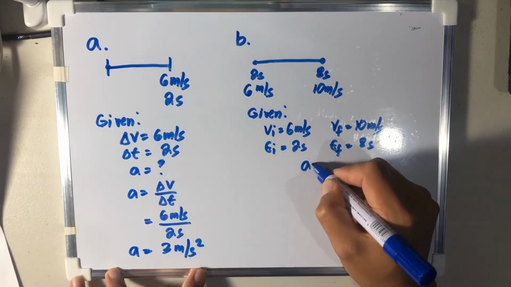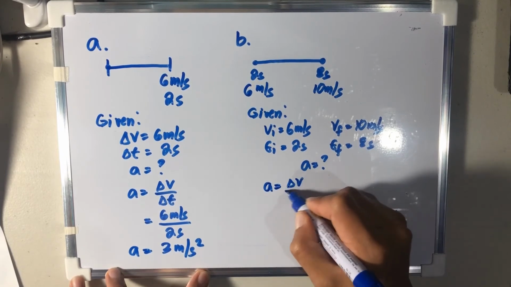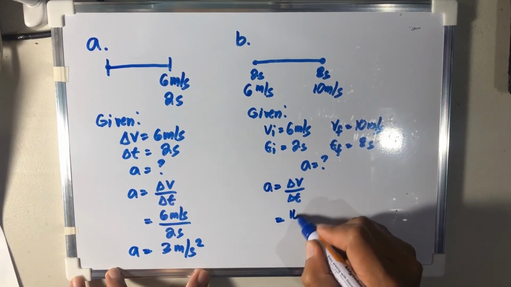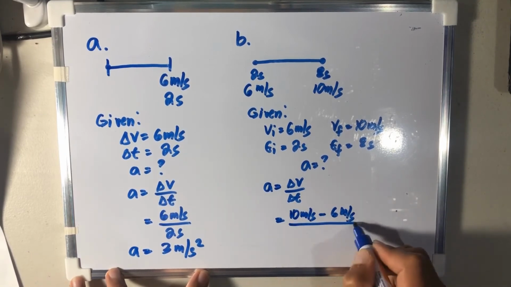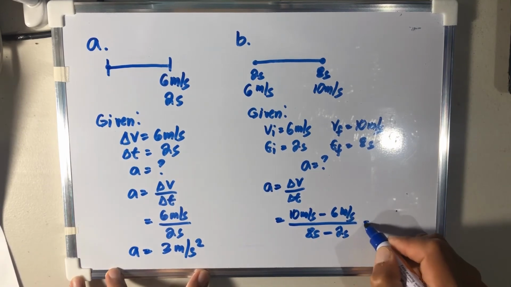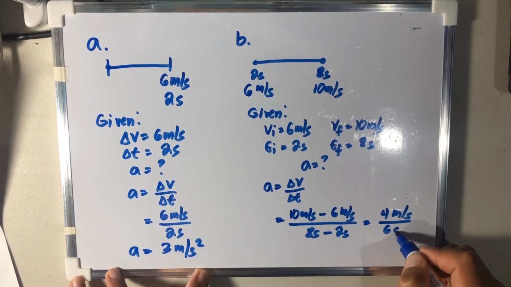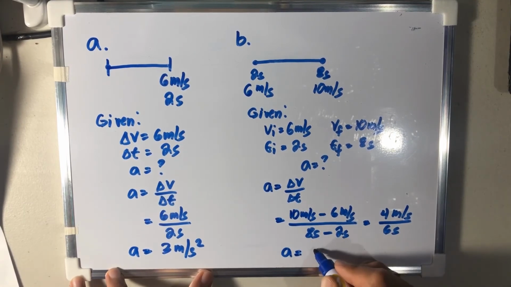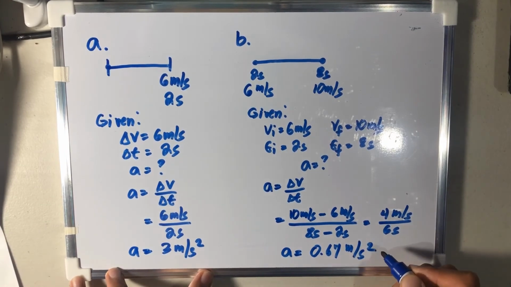Again, we are tasked to solve for the acceleration. So acceleration is the change in velocity all over the change in time. So substituting the given, that will be 10 meters per second minus 6 meters per second all over 8 seconds minus 2 seconds. So doing the math, this will give you 4 meters per second all over 6 seconds. So dividing that one, this will give us a value of acceleration, which is 0.67 meters per second squared.